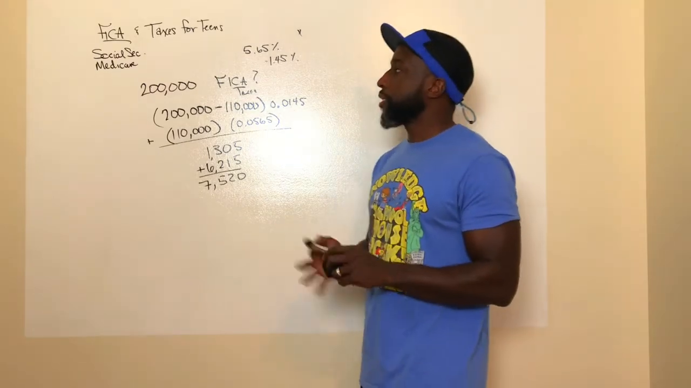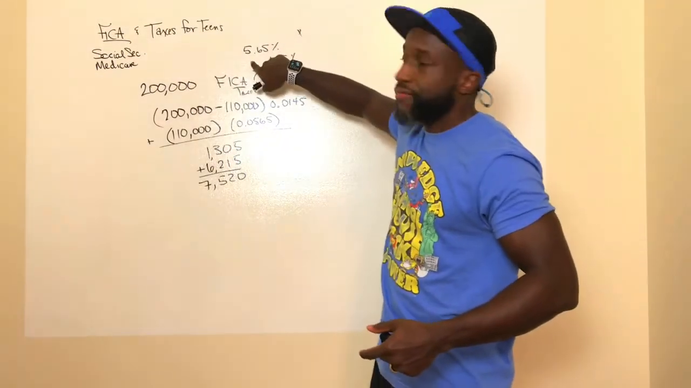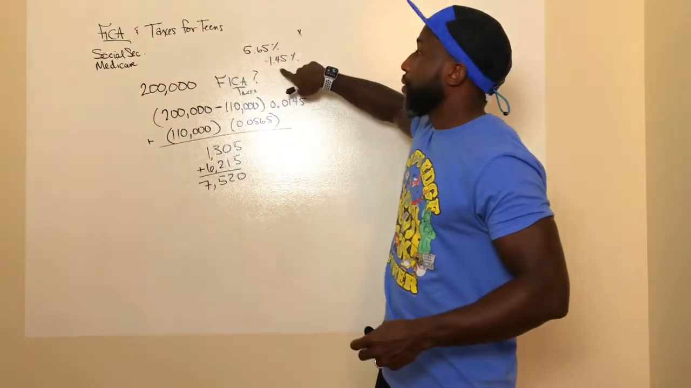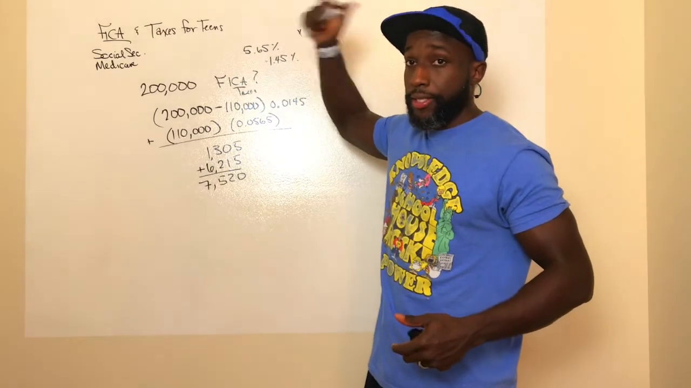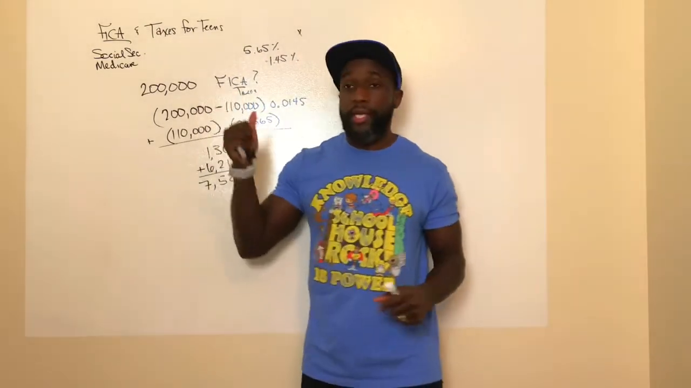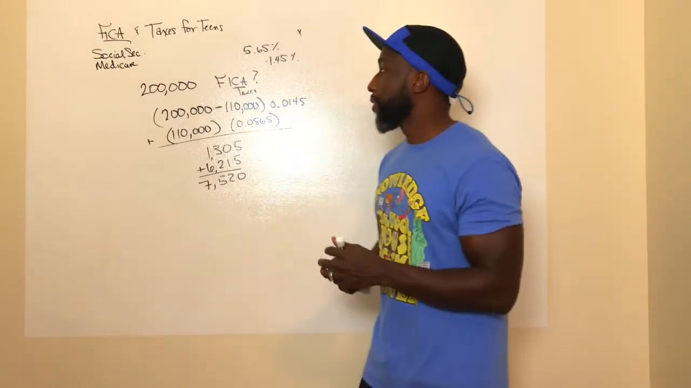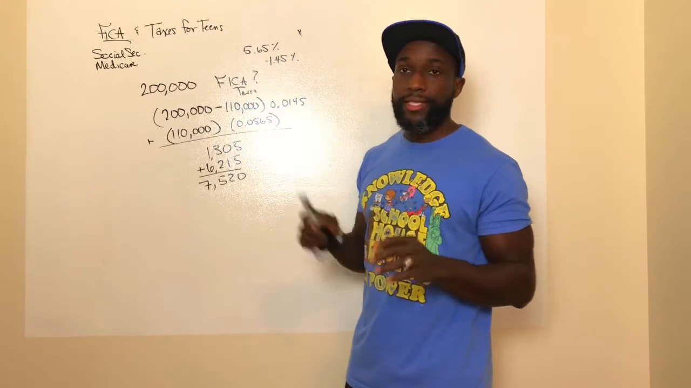That's cool. So that's how you calculate your FICA: 5.65%, and then 1.45% on the amount greater than $110,000. And that is for if they're not self-employed. If they are self-employed, the tax rate is higher. We'll leave it at that.